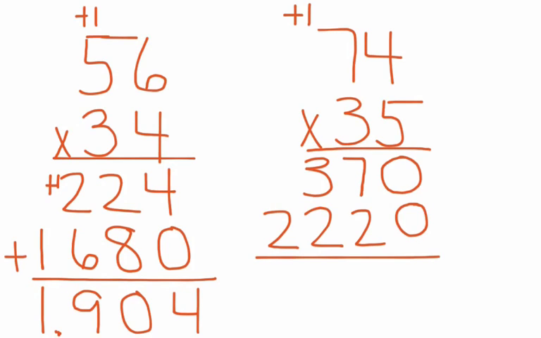Okay, now we're going to add. 0 plus 0, 0. 7 plus 2, 9. 3 plus 2, 5. Bring down our 2. And there's your comma. 2,590 is your answer for 1A. You're going to finish this row.